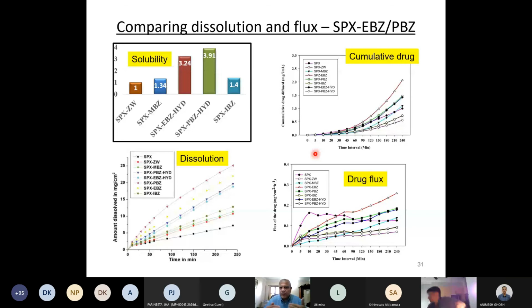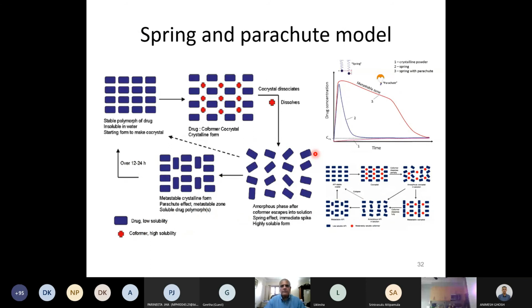So the right combination of coformer, and that too in the same coformer, when both solubility and permeability improve, is more desirable, because then you can select that as your next preferred salt or co-crystal combination. This is the spring and parachute model, which I will just briefly refer to, which we postulated more than a decade ago as to why co-crystals show a dramatic improvement in solubility and dissolution relative to the parent API.